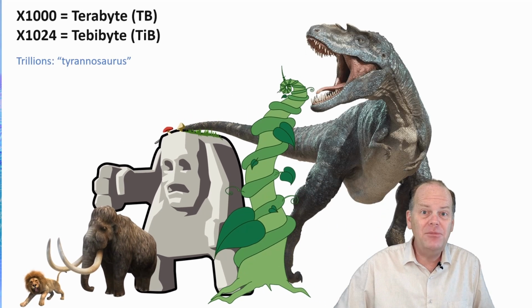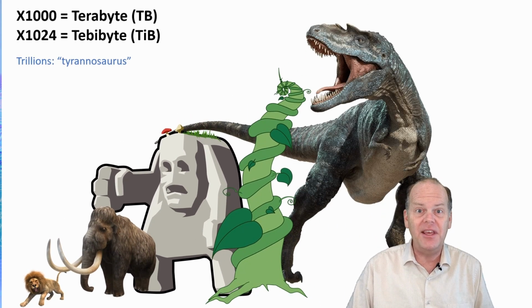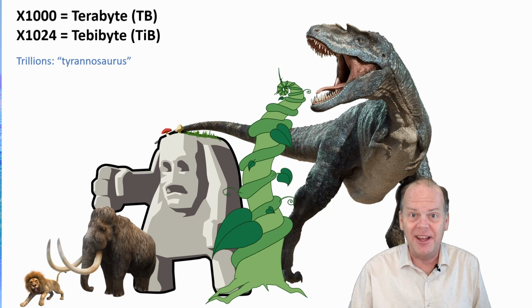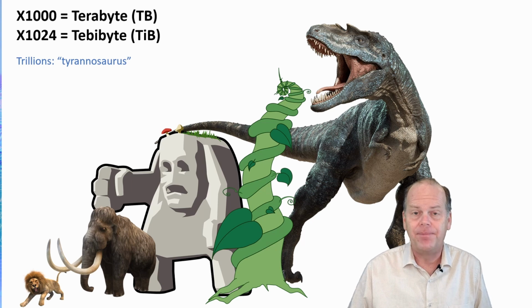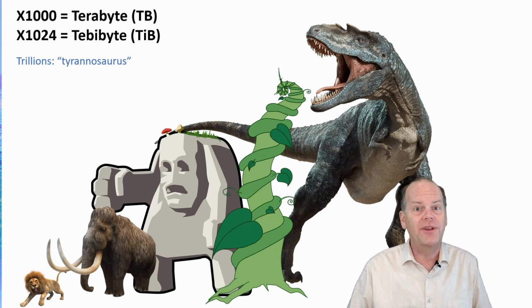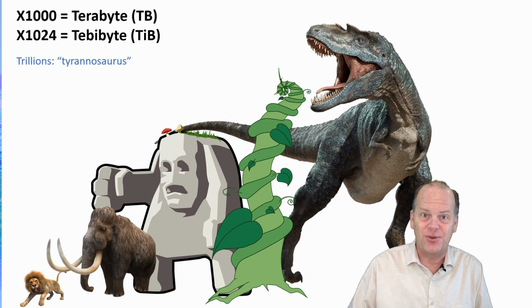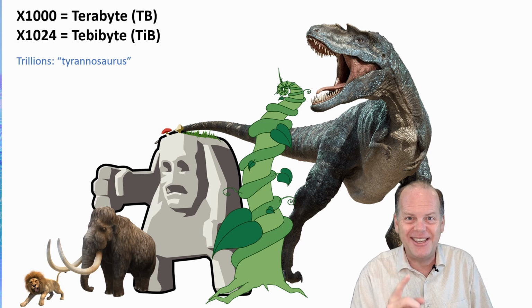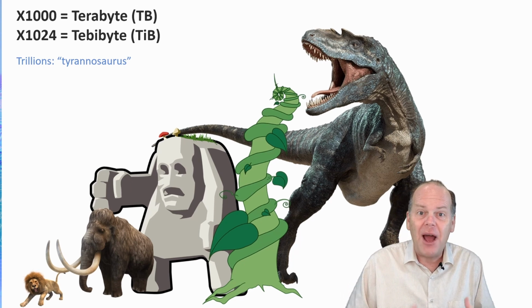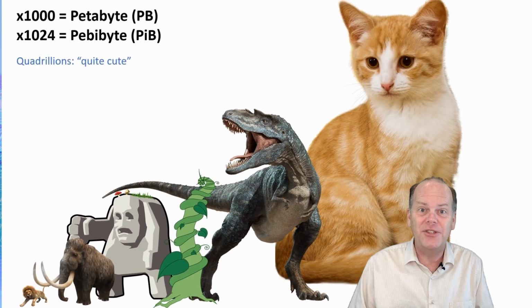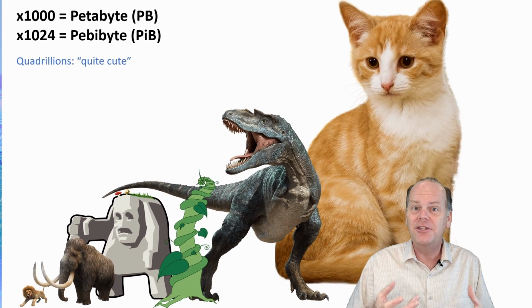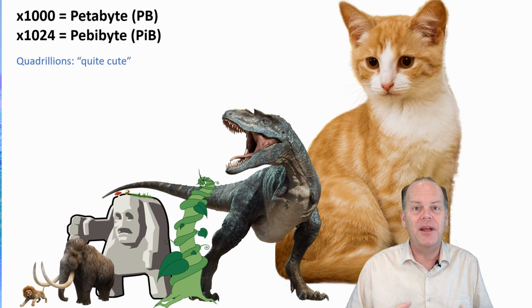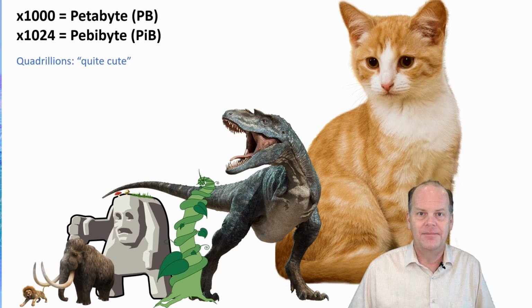After gigabytes comes terabytes, and I can think of the tyrant or terrible lizard, the dinosaur, the Tyrannosaurus Rex, towering over the giant. And so terabytes, which are in the trillions, is a Tyrannosaurus Rex. I said that ridiculous visualizations help you remember. So towering over the Tyrannosaurus Rex representing the terabytes, we get a quite cute pet cat representing petabytes. And it's quite cute, helping us to remember that petabytes are in the quadrillions.